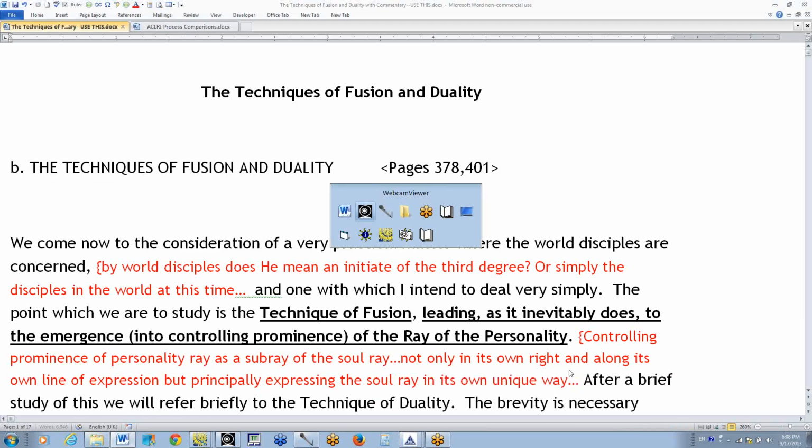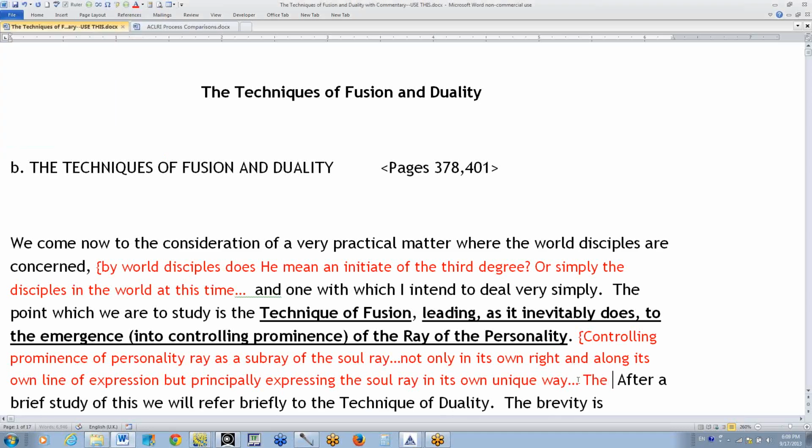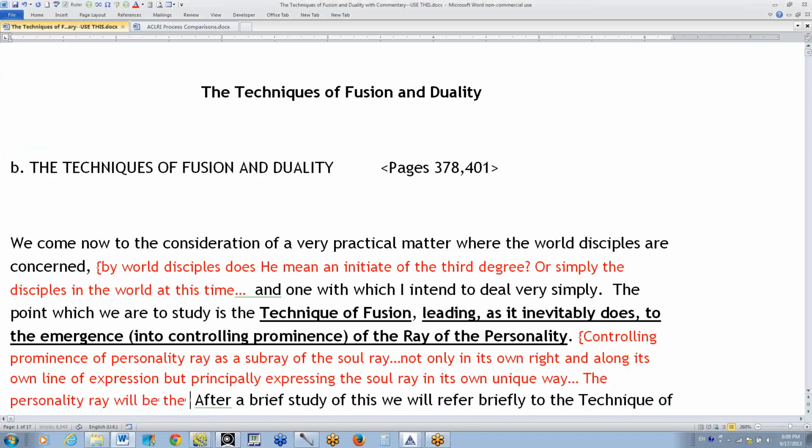So we might have a secondary soul involved, of course, for so many of us, but the manner of its expression in the world through a prominent personality will be along the personality line. And yet the personality ray will be the means, and the soul ray the end. Ends and means.